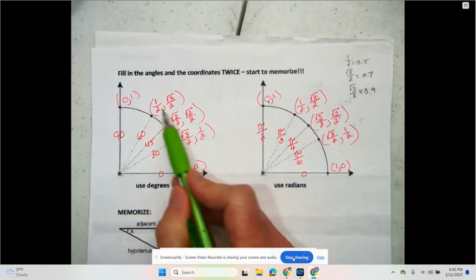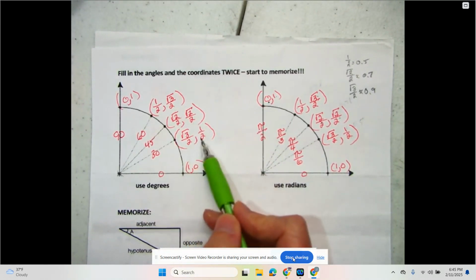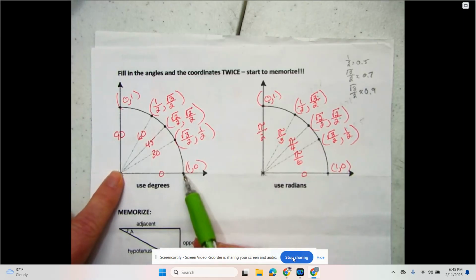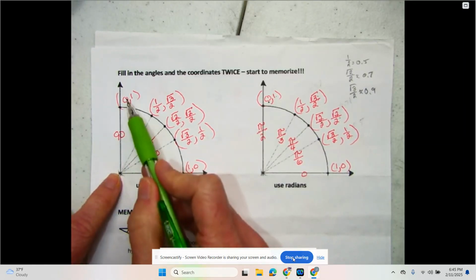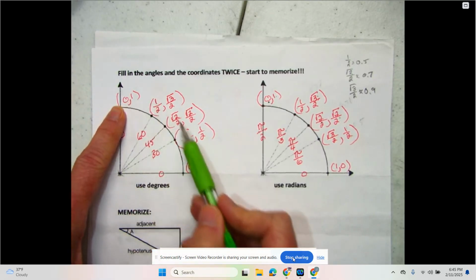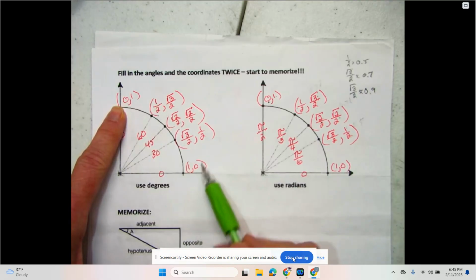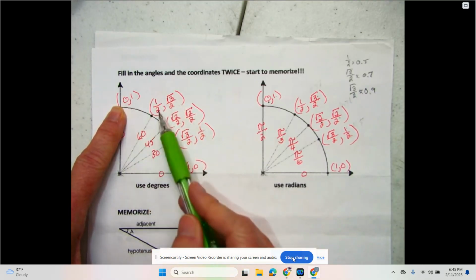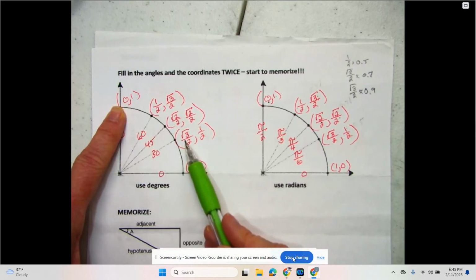Remember, all of your denominators are 2. They're all 2. And then the radius is 1 on a unit circle. So this is 1, 0. This is 0, 1. And then you have 0, square root of 1, which is 1, square root of 2, square root of 3. This is 0, this is 1/2, this is 0.7, 0.9, and 1.